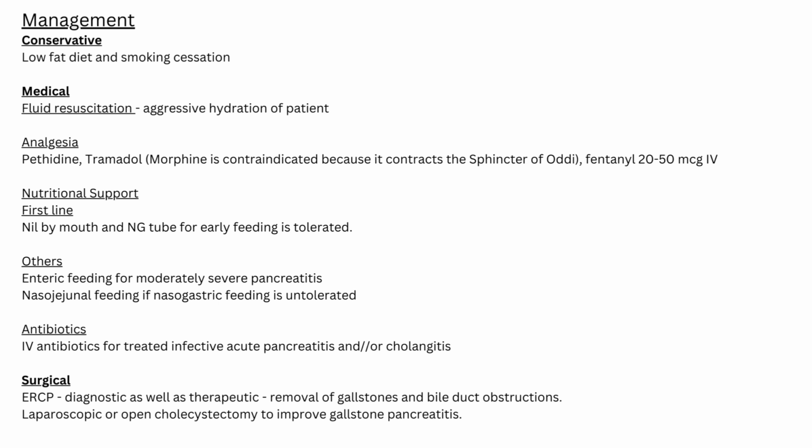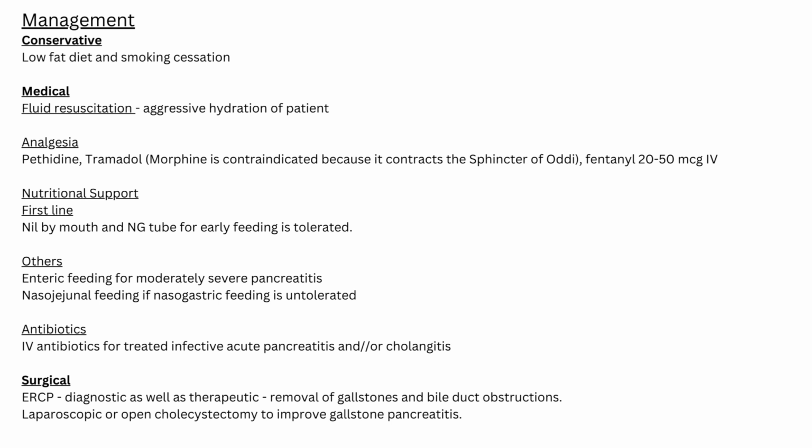Medically, patients with acute pancreatitis will be severely dehydrated, so we want to give aggressive fluid resuscitation to hydrate the patient. They want to be given analgesia for pain of the abdomen. Typically, we would give pethidine and tramadol or fentanyl 20 to 50 micrograms IV. Morphine, please note, is contraindicated because it causes the sphincter of Oddi to contract, and we don't want that.